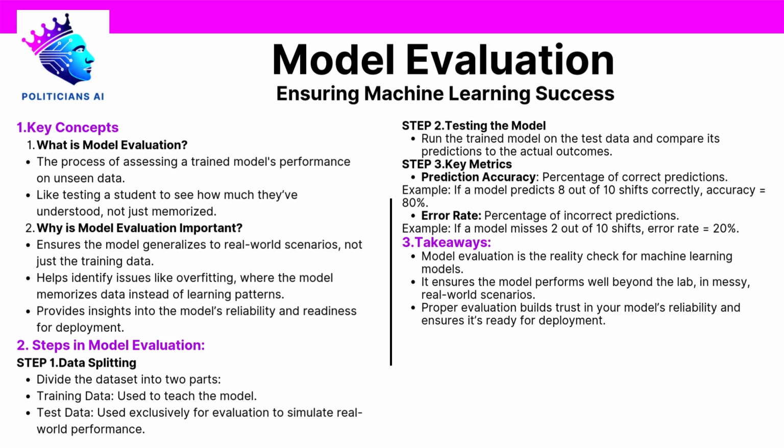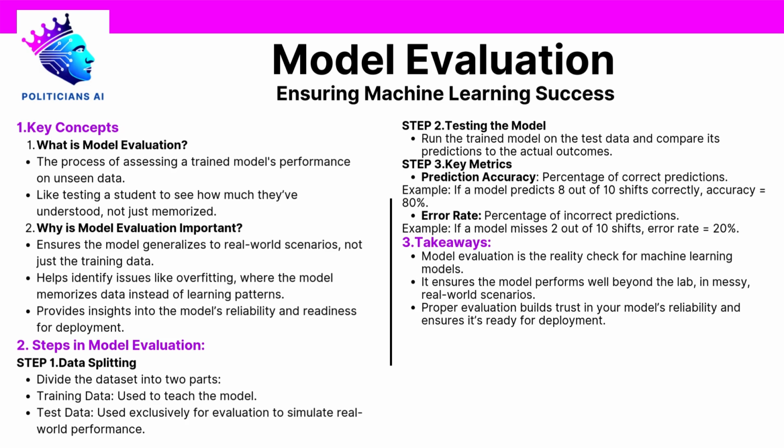Now let's discuss the process step by step. First, we split our dataset into two parts: training data and test data. The training data is used to teach the model, while the test data is kept separate and used only for evaluation. By withholding the test data during training, we can accurately assess how well the model performs when exposed to new examples. This separation is critical to ensure the model isn't just memorizing the training data but is actually learning patterns that can generalize. Once the model is trained, we test it on the unseen test data and compare its predictions to the actual outcomes.